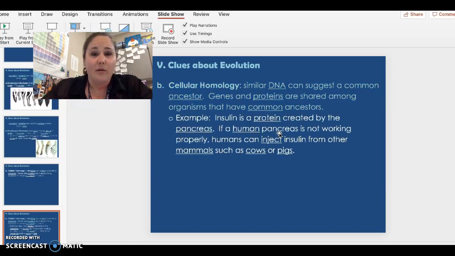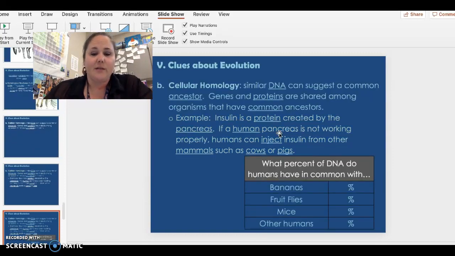Go to the next slide. An example is insulin, which is a very well-known medicine for diabetes. Insulin is a protein created by the pancreas. If a human pancreas is not working, humans can actually inject insulin from other mammals, even cows or pigs, and the body thinks it's its own because genetically it's similar. So that's cellular homology.